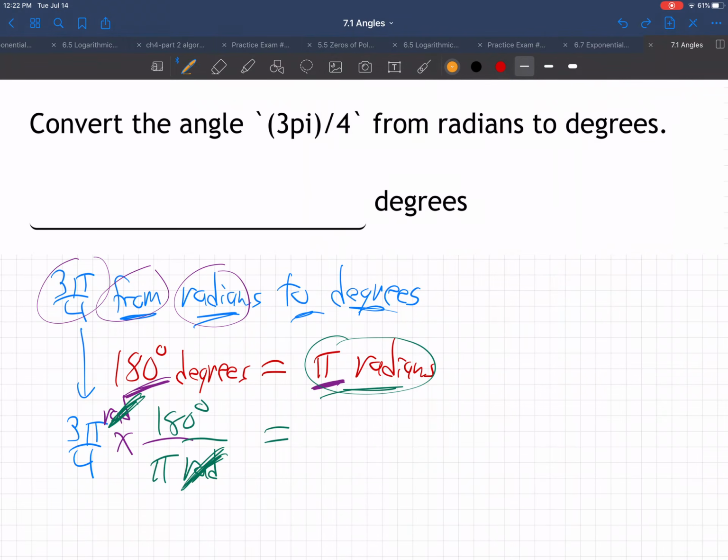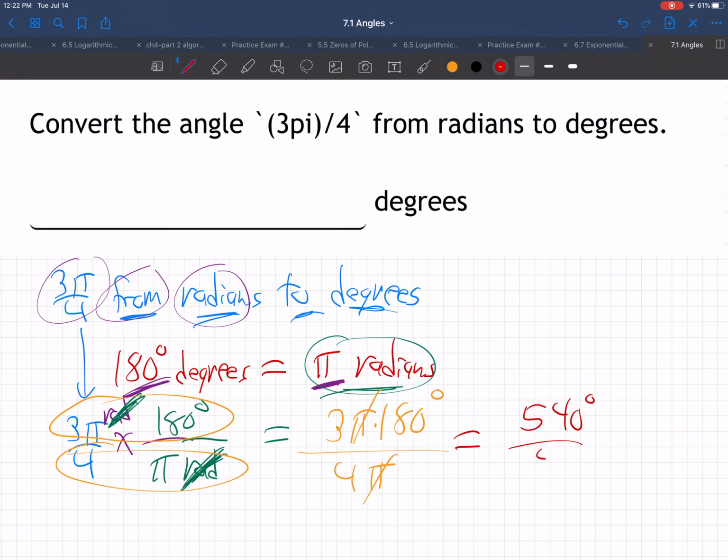And then you just go straight across the top, straight across the bottom. 3 pi times 180 degrees over 4 pi. And what happens? These pi's will cancel, right? And we can simplify a little bit more. 3 times 180, I think it's 540, isn't it? 300 and 240, yeah, 540. And then divide that in your calculator. I think you get 135? Let me check with my calculator real quick. Yeah, I think that's right.